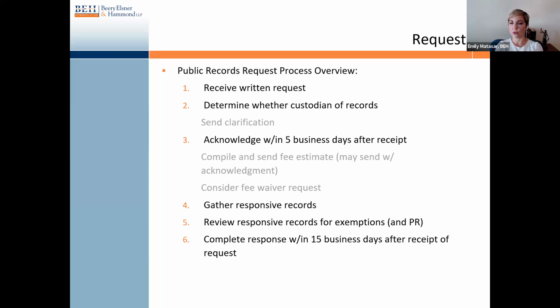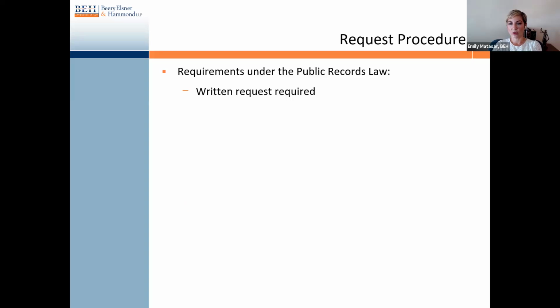Then if you are planning to charge fees, you compile and send a fee estimate, which may be sent with the acknowledgement. You consider any fee waiver requests you receive. You gather the records that are responsive to the request. You review those records for both exemptions and also public relations purposes. And by that, I mean, even if something is going out, you may just want to coordinate within your public body so that people know that something's going out, especially if it is going to get a lot of attention and maybe affect your public body. And then you complete the response, ideally within 15 business days after receipt of the request. So we're going to talk about these more in detail.